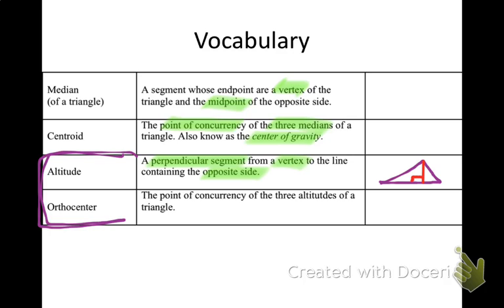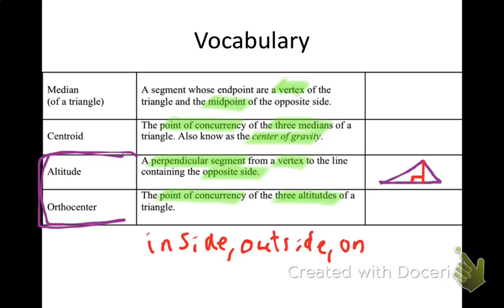The orthocenter is the point of concurrency of the three altitudes of a triangle. Now, the orthocenter can be either inside, outside, or on the triangle. It's kind of unique. Whereas, let's think about the centroid. Could the centroid ever be outside the triangle? No, center of gravity is never going to be outside that triangle, right? Center of gravity is always going to be right there. So that's what's kind of unique about that.